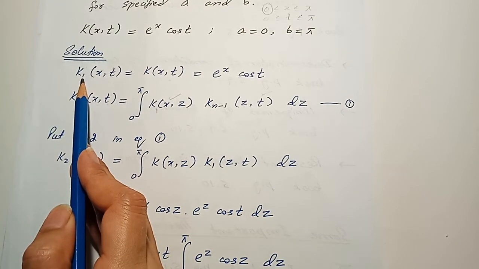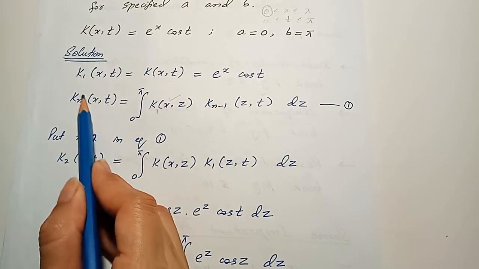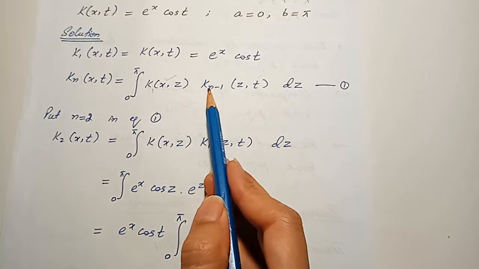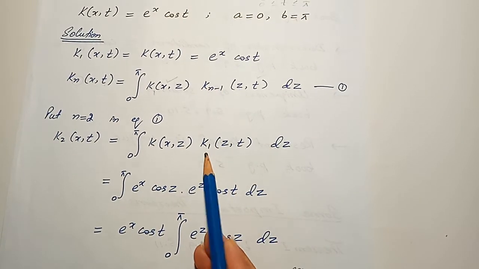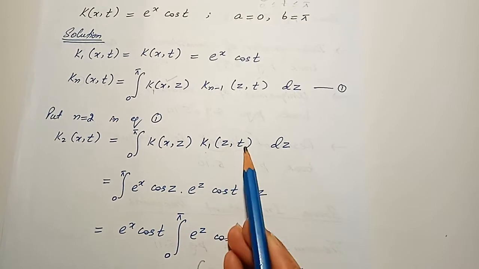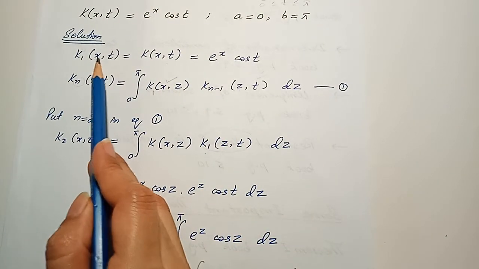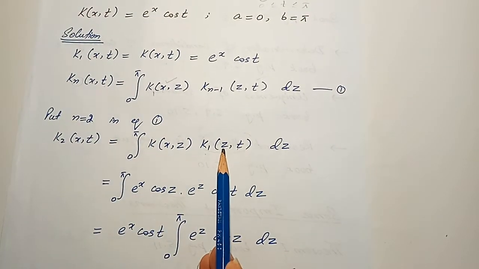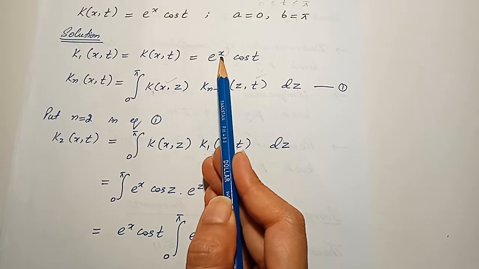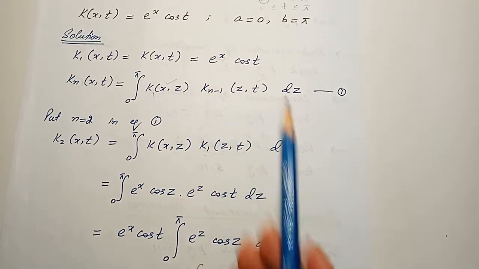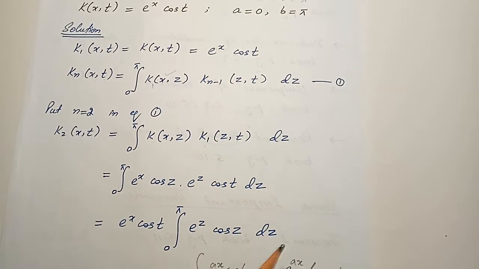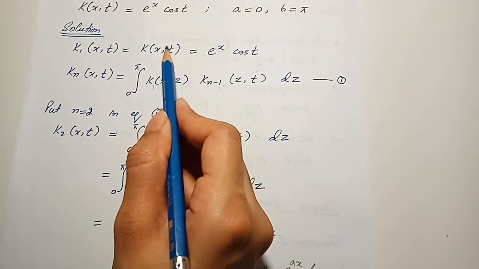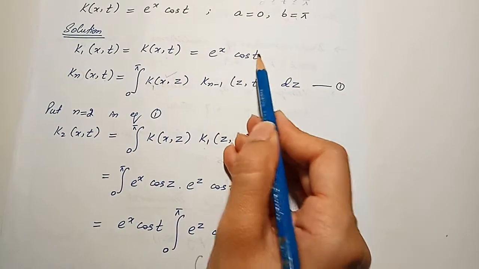You already have the value of k1. You need the value of k2. So in place of n, just put n equals 2 in this main equation. Here 2 minus 1 will give you k1. So you just need the value of k1 of z,t. Right now you have the value of x and t, but you need z and t. So in place of x, you are going to replace z. So it will be e^z cos t. And you need the value of k(x,z). Here t is replaced with z, so e^x cos z.